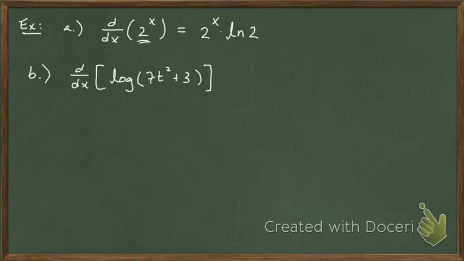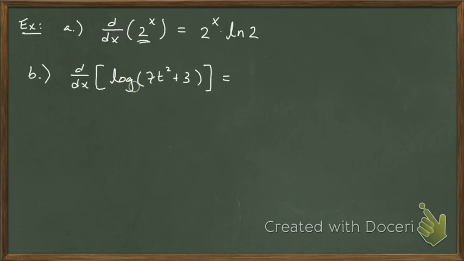Another, let's take the derivative of log base 10, that's just a regular logarithm, log base 10, of 7t squared plus 3. Okay, so this one's more involved. I'm going to have some chain rule. I'm going to have the derivative of the inside as 14t. So I'm going to write that right away. But again, log base 10 here is what I'm taking the derivative of.